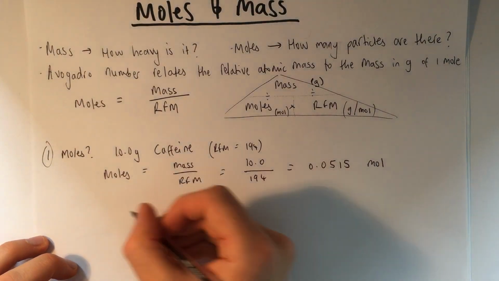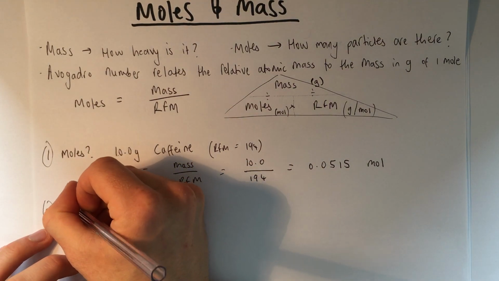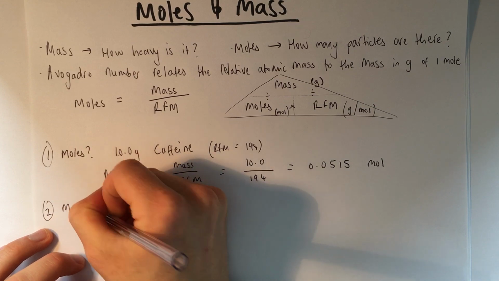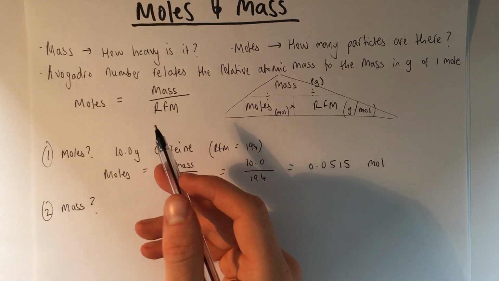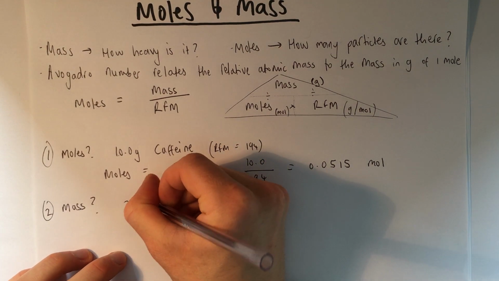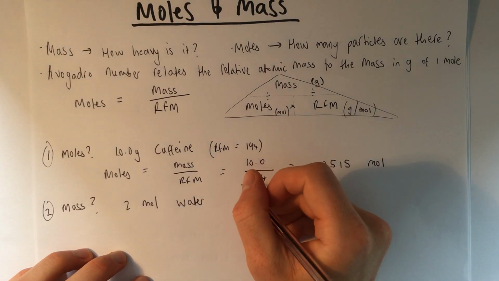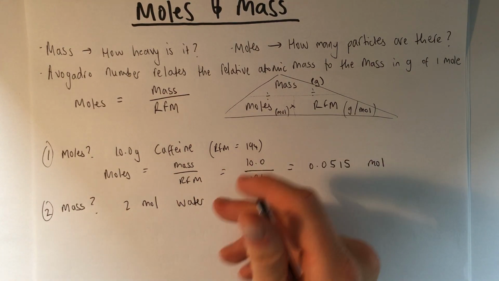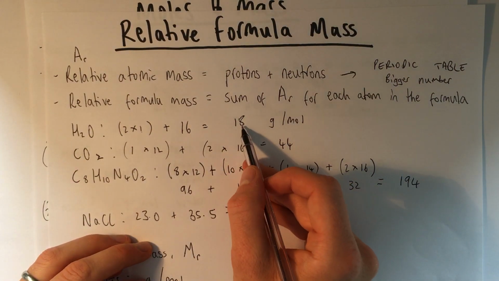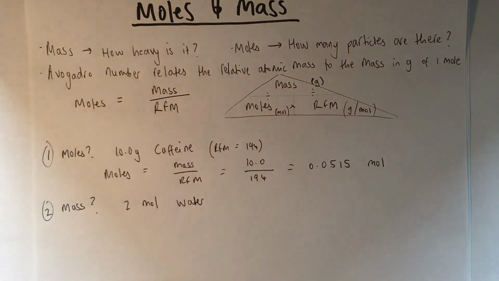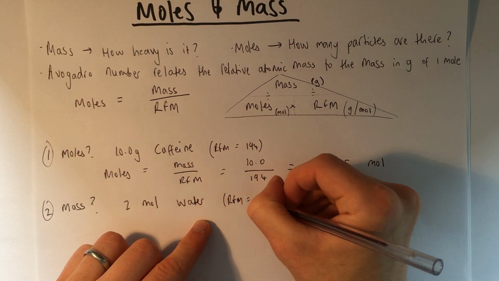Okay, so that's the most common kind of question you do, but you might also be asked to work out what the mass of something is if you're told the number of moles and the relative formula mass. So if I was told I've got 2 moles of water, first of all, what's the relative formula mass? I use water as an example again. We found out that the relative formula mass is 18 grams per mole. So let's make a note of that first.